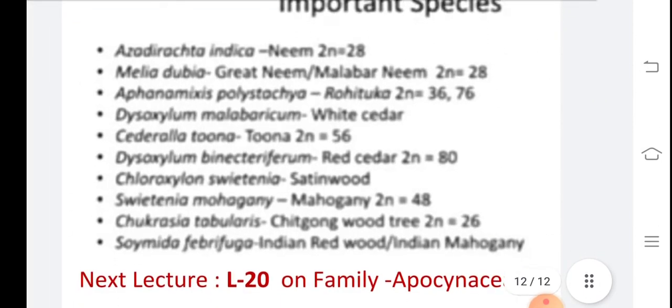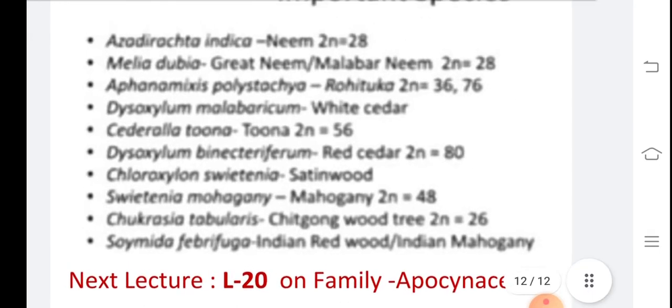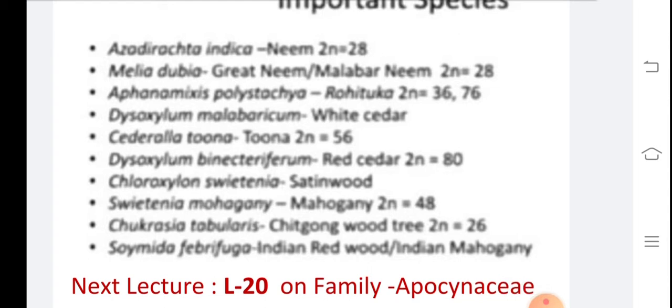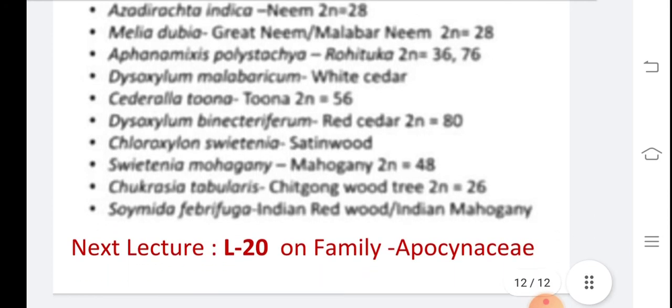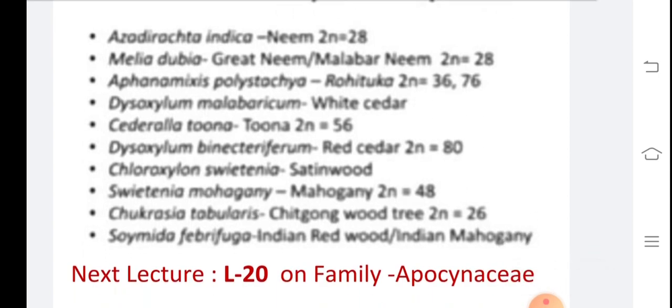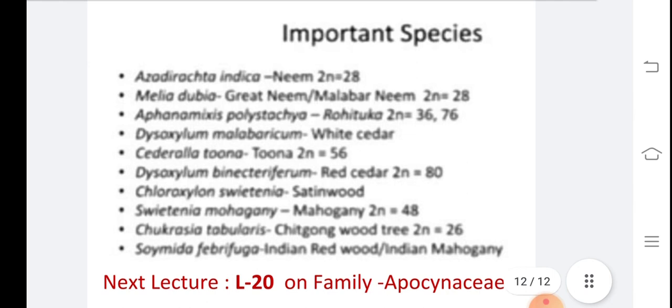Other examples, as you go here with chromosome number: Azadirachta indica, neem, diploid number 28. Melia dubia, great neem or Malabar neem, so it is 2n=28. Epicharis polystachya, so it is having 36 and 76. Other species is the Ruitura. Then Dysoxylum malabaricum, white cedar. Cedrela toona, 2n=56. Chloroxylon swietenia, commonly called satin wood. And this one, it is Swietenia mahogany.